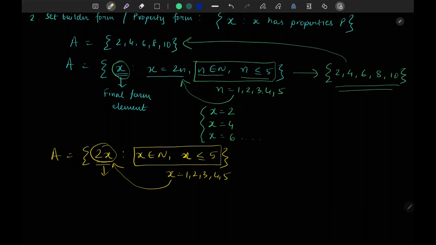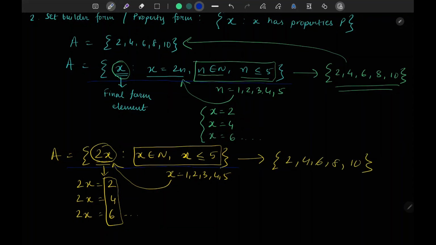If we plug in those values here, when putting x equals 1, we get 2x equals 2. When putting x equals 2, we get 2x equals 4. When putting x equals 3, we get 2x equals 6, and so on. Since these are the final values of the elements of the set, if we write this in roster form, we get the set 2, 4, 6, 8, 10.